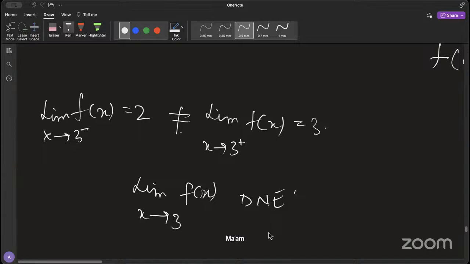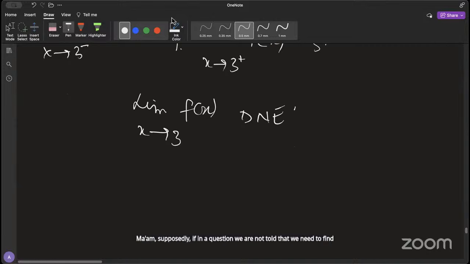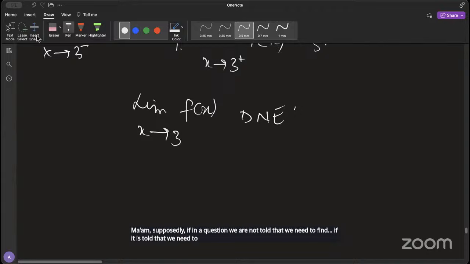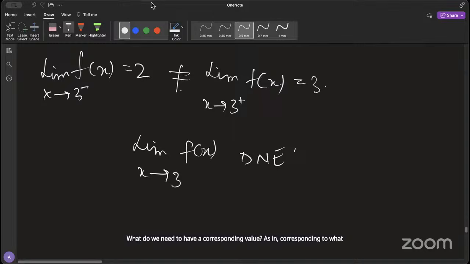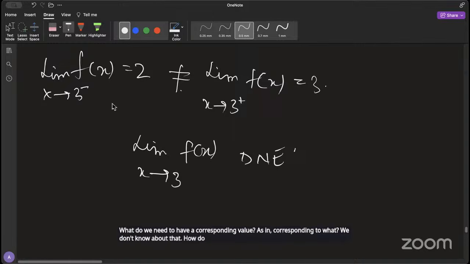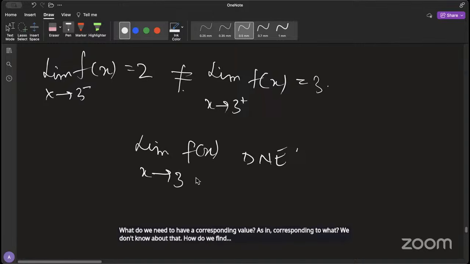Ma'am, I have a question. Supposedly, if a question tells us to find the limit of a particular function, but we don't know what corresponding value we need, as in corresponding to what? We don't know about that. How do we find answers to those questions?